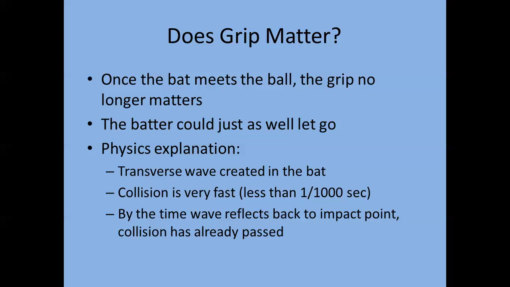The physics explanation for this is that a transverse wave is created in the bat during the collision with the ball. However, a collision is extremely fast, less than 1/1000th of a second. By the time the wave through the bat reflects back to the impact point, the collision has already passed.